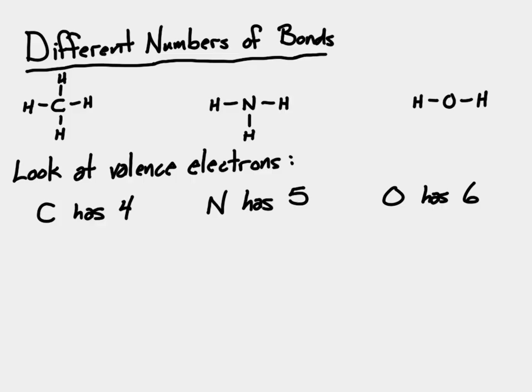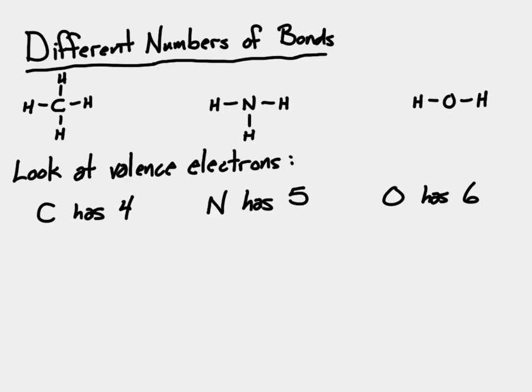So when we look at trying to figure out bonding patterns, we can recognize that there are a different number of bonds depending on the atom involved. So carbon, as we talked about before, typically has 4 things bound to it, 4 other atoms bound to it. Nitrogen has 3, and oxygen has 2, typically.